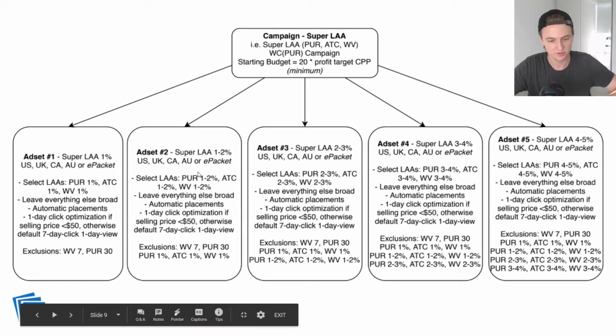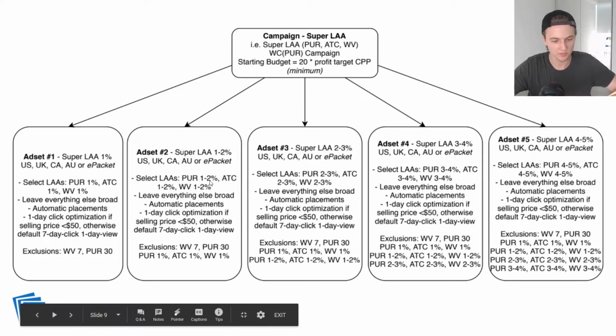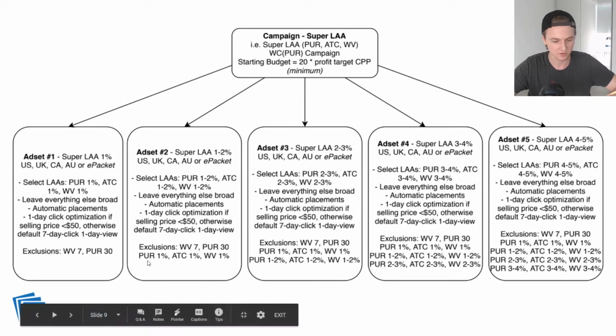Now, ad set number 2 is the exact same thing. So it's the super lookalike 1 to 2%. You select the 1 to 2% lookalikes, leave everything else broad. Everything here is the same. The only difference is that you have to exclude all of the audiences that you included here. And so you want to exclude the 1% here, right? Because the purchase 1 to 2% won't overlap with purchase 1%, but it might overlap with add to cart 1% and website visitors 1%. And so this is something that you need to keep in mind when you're stacking multiple lookalikes, is you want to exclude everything properly. I'm showing you the exact way to do it. So these are the exclusions for the second one. You want to exclude the 1%.